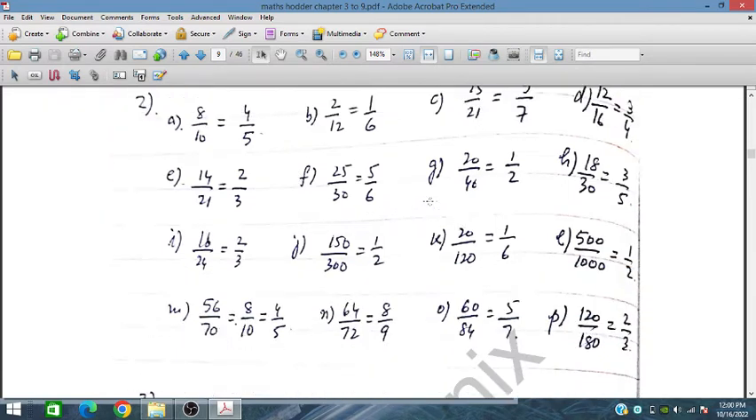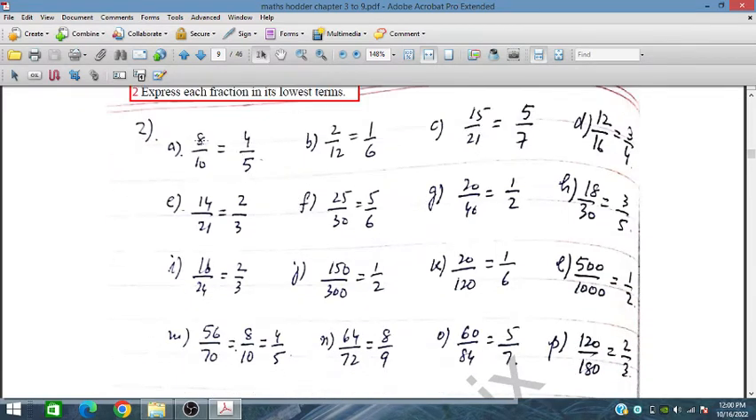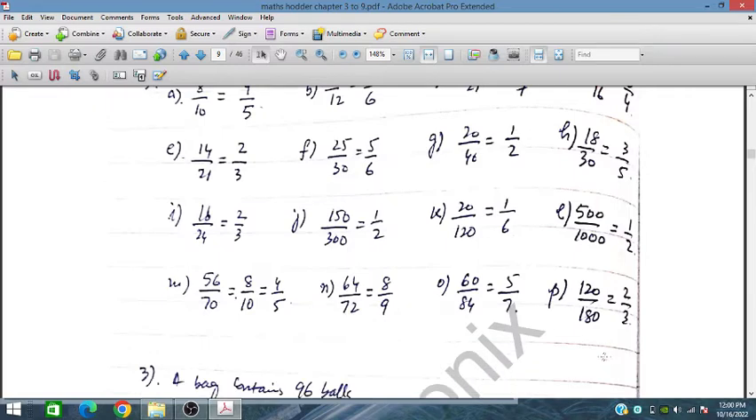Similarly for these ones, lowest fraction, so this 8 by 10 could be further reduced. Lowest fraction, this is 4 by 5, we cannot reduce it any further. However, we can write it in decimals as 0.8. Similarly for this 7, we divide by 4 to get this, or 8 to 16, and 8 to 24. Similarly all these.